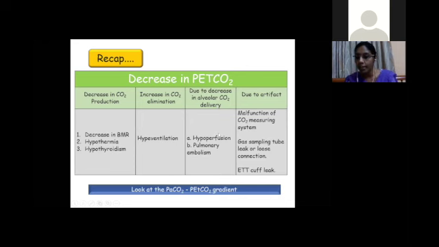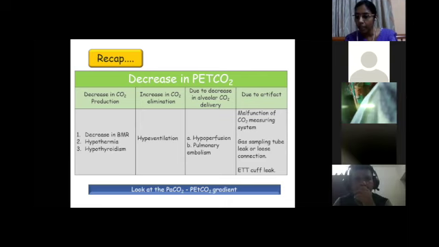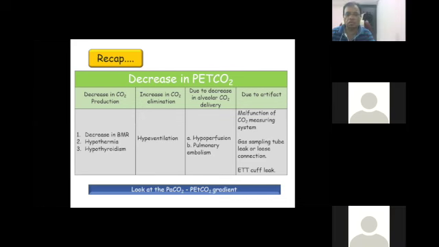Such low EtCO2 can occur in hypoperfusion or pulmonary embolism, or due to an artifact, a problem with the measuring system. It can also occur if there is a leak in the gas sampling tube or a loose connection. Even an endotracheal cuff leak means some amount of expired air is going out because of the leak, so all the exhaled gas is not coming out through the endotracheal tube. So there can be a false low EtCO2 value being displayed.